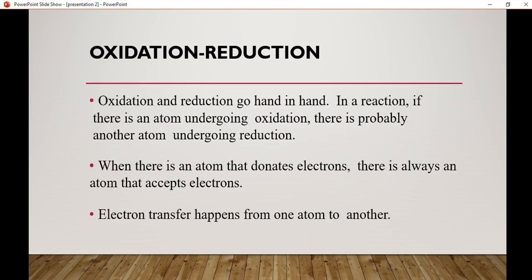Now we discuss oxidation reduction. Oxidation and reduction go hand in hand. In a reaction, if there is an atom undergoing oxidation, there is probably another atom undergoing reduction. When there is an atom that donates electrons, there is always an atom that accepts electrons. Electron transfer happens from one atom to another.